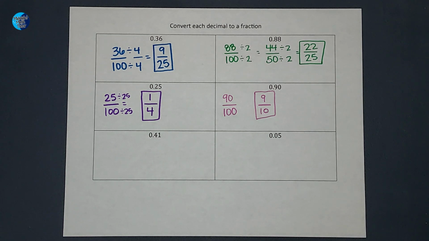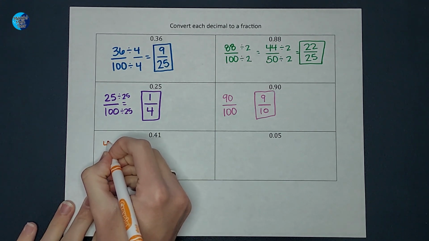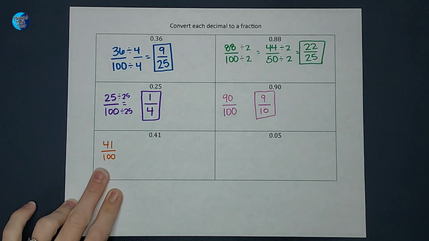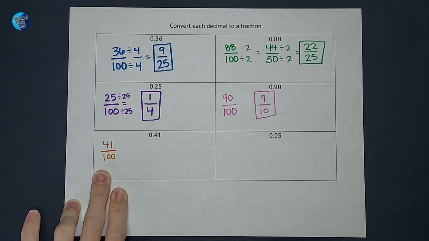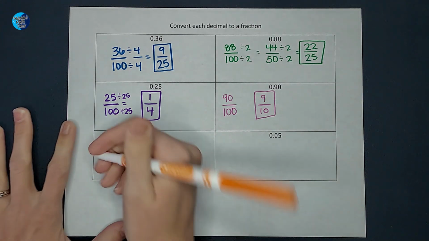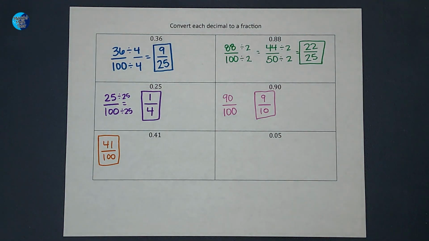All right, let's look at 0.41, which, if I were to say that in the mathy way, I would say 41 hundredths, which is the same as 41 over 100. Now, does that simplify? I don't think so, because 41 is a prime number, so that is my final answer there.